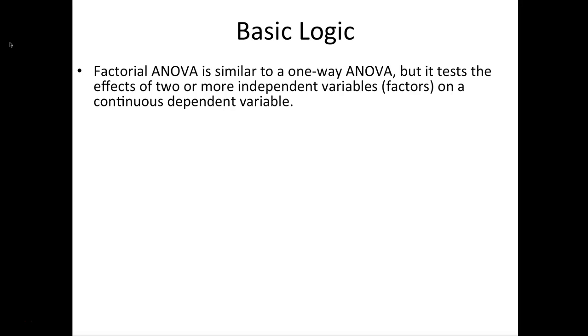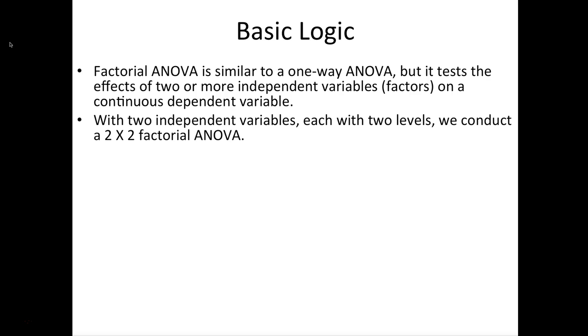The factorial ANOVA is similar to a one-way ANOVA, but it tests the effects of two or more independent variables, or what we call factors, on a continuous dependent variable. So same as the ANOVA in terms of the kind of dependent variable and having a categorical independent variable, but in this situation we have multiple independent variables.